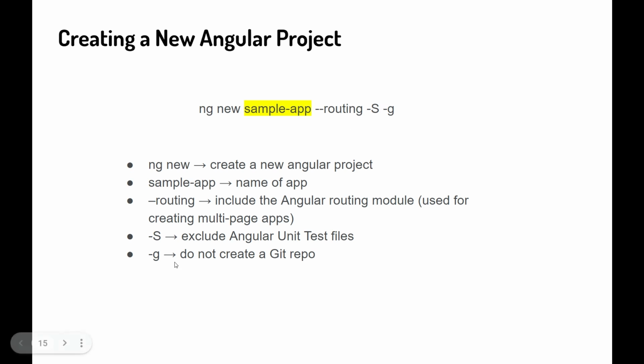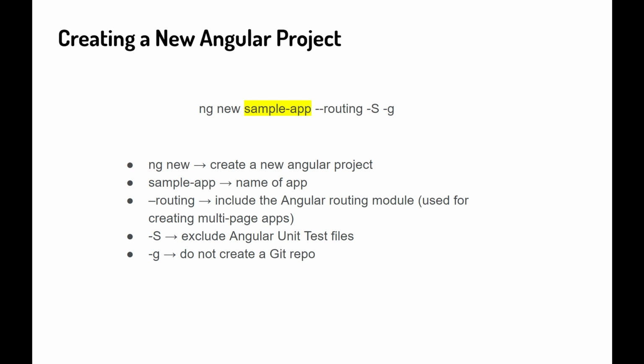Okay. -g is turning off integration with Git, but I do want to have integration with Git. So this is why I'm not using the -g version. Integration with Git for Angular is different from integration with Git for, say, Spring Boot.